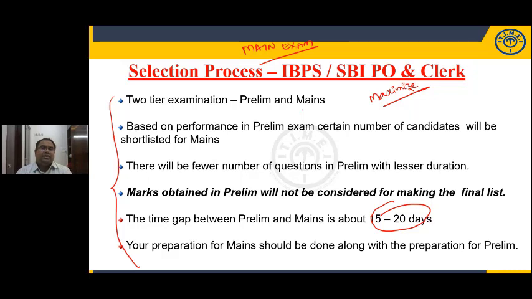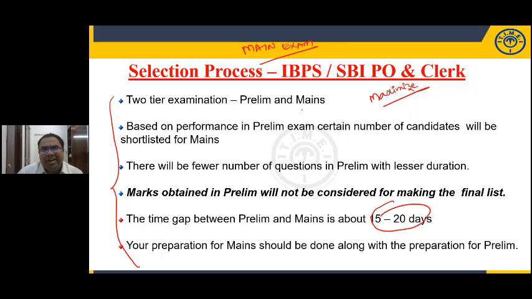So maximum weightage, if you see, is for the written exam. So try to maximize your written exam score. Even if you have made an average performance in your interview, you'll still be able to make it in the final merit list. So the whole idea is to aim for the main exam.